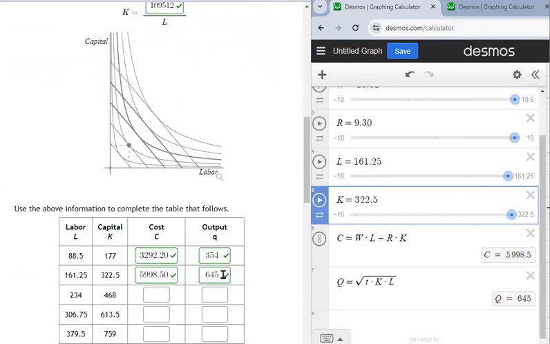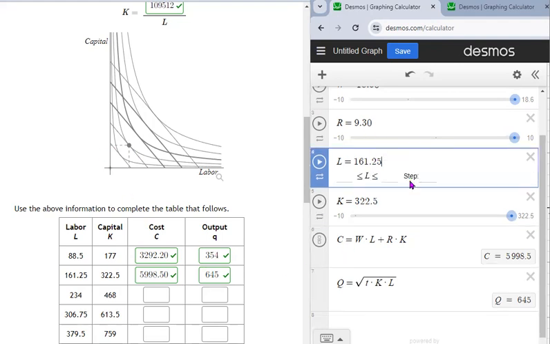Okay, so when I enter the output here at 645, we see a new dot here, right? So this isoquant curve, this L-shaped isoquant curve, anywhere on it, we're producing 645 units of output, right? And this is the isocost line that represents minimum cost for the capital labor ratio of 161.25 hours of labor and 322.5 units of capital, right?